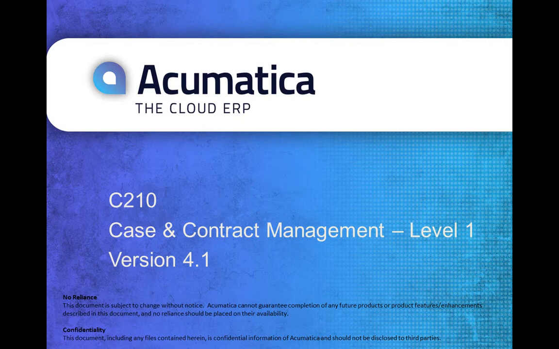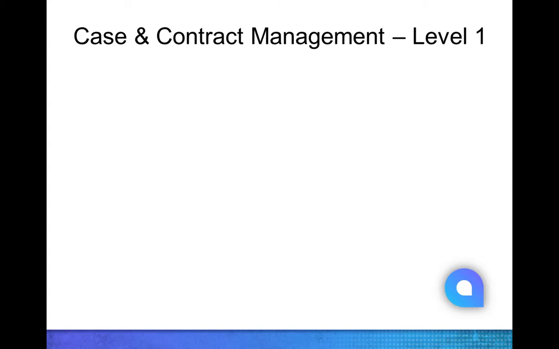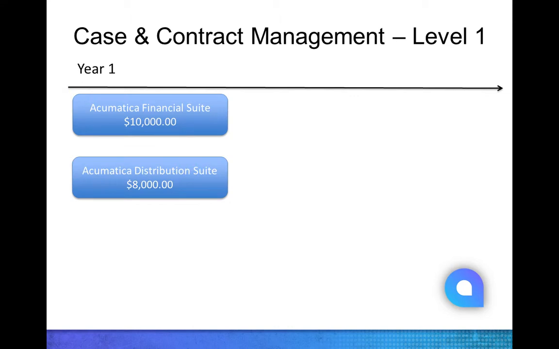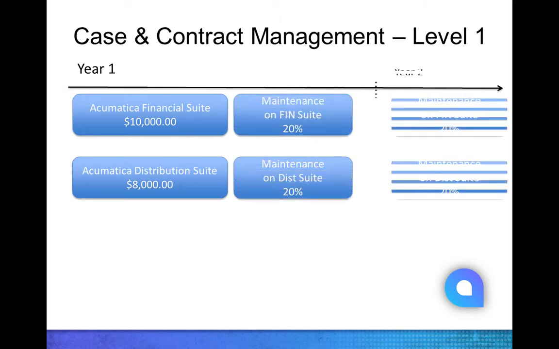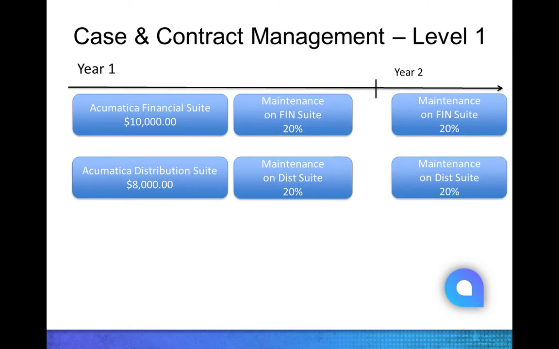In order to review those features, let's use the Acumatica Perpetual Software License business process as our example. As an Acumatica partner, you're familiar with our contracts. Among many others, we sell the Financial Suite and the Distribution Suite, both having maintenance fee occurring yearly. For the purpose of this training, please take note that I have changed the price of our maintenance and licenses.